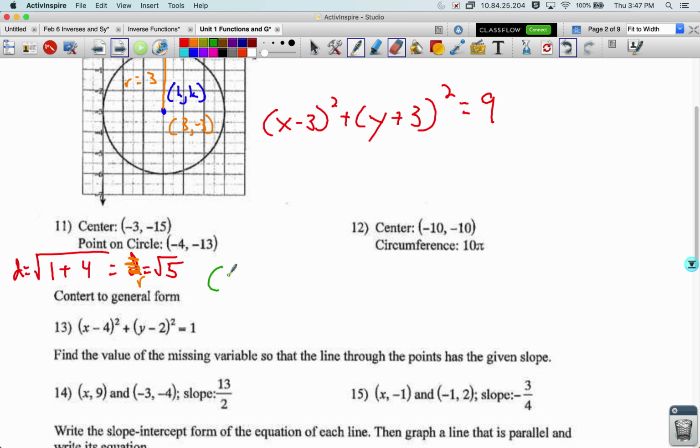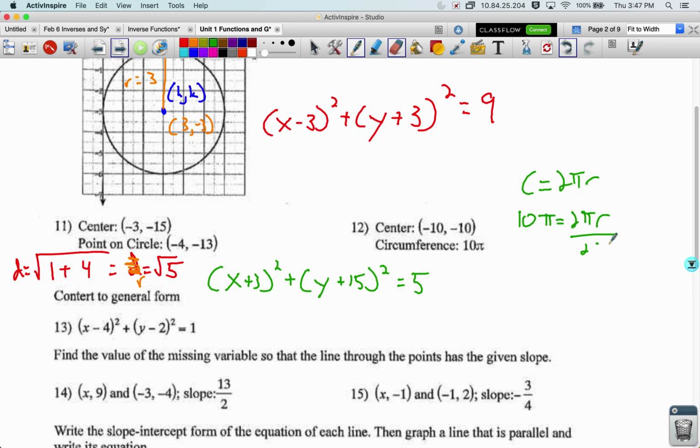So this becomes the equation x plus 3, we flip the sign on that 3, squared, plus y plus 15 squared equals just 5. All right, circumference equals 2 pi r. 10 pi equals 2 pi r. Divide both sides by 2 pi. The pi's cancel out, and 10 divided by 2 is 5, so 5 equals r. You can finish the rest of that one.